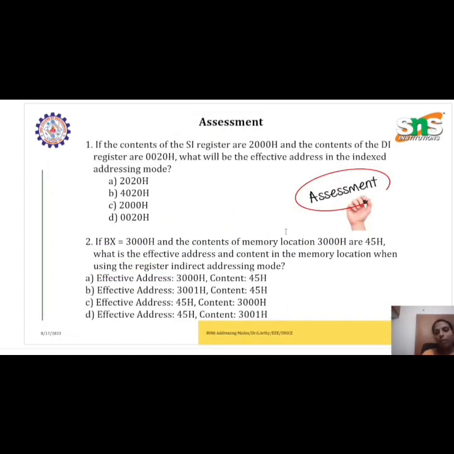So this is an assessment for you. The source index register is mentioned and the contents of the DS register are also mentioned. What will be the effective address? Can you guess? SI will be added. Similarly, here is another assessment for you: how the effective addresses are being calculated.